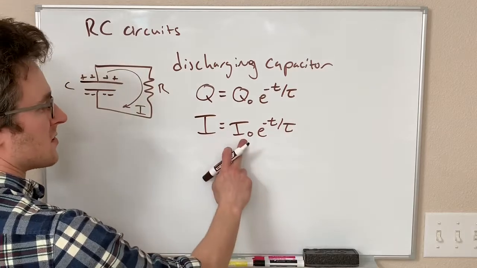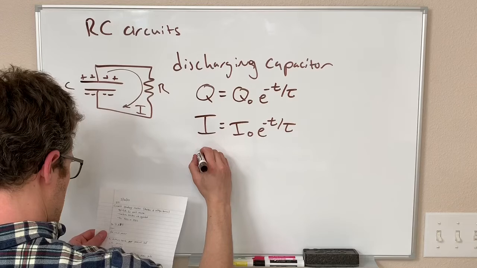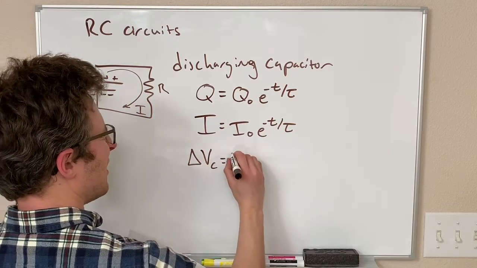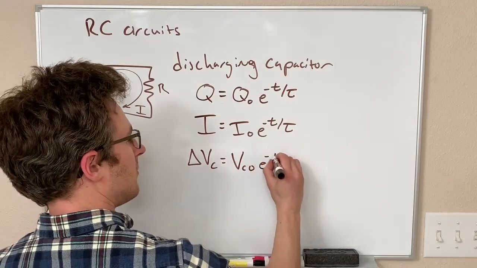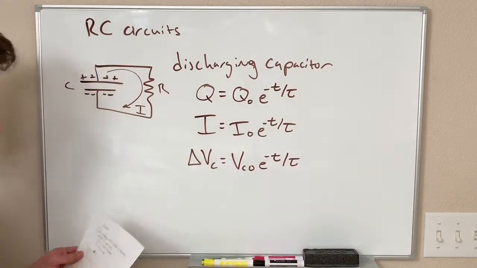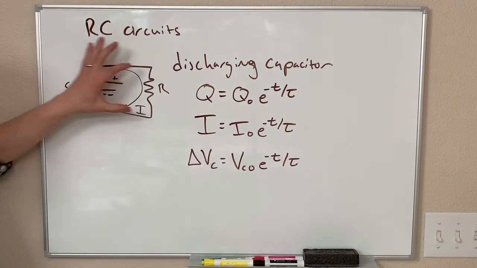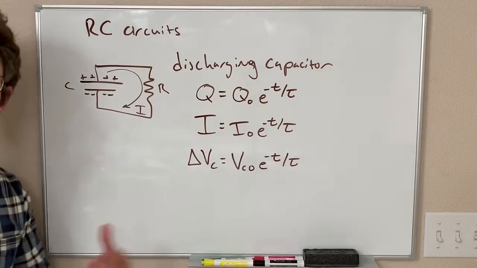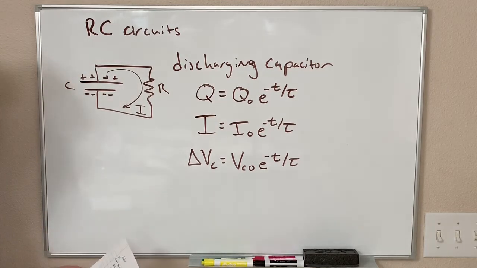The current decays exponentially with some initial current times this exponential again, and our voltage, and in particular the voltage across the capacitor, is equal to the initial voltage across the capacitor times e to the minus t over tau. In this case, hopefully you can see the voltage across the capacitor is equal to the voltage across the resistor, so this equation works for the resistor voltage also. All right, so this is what we get when we have a capacitor discharging.